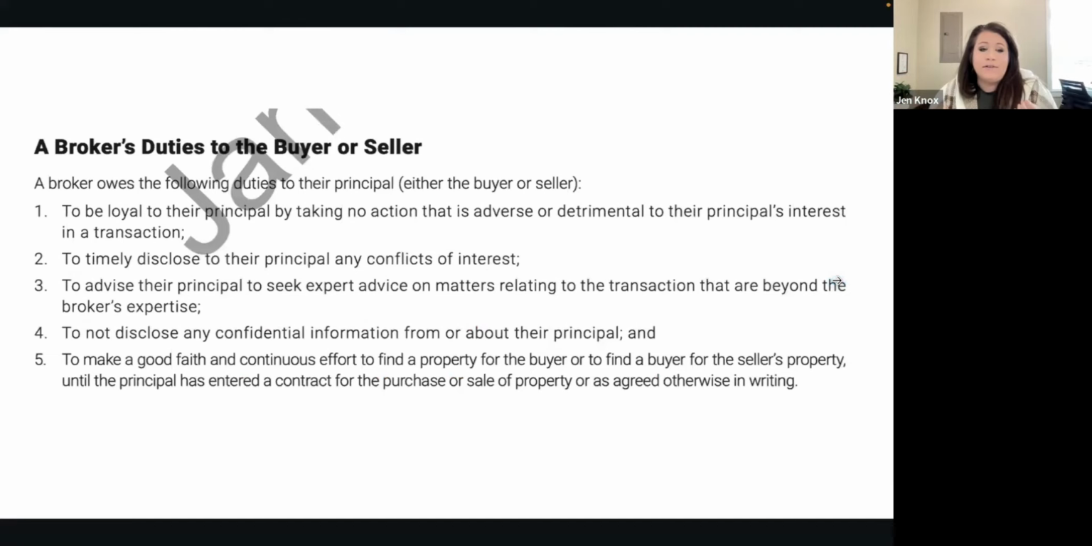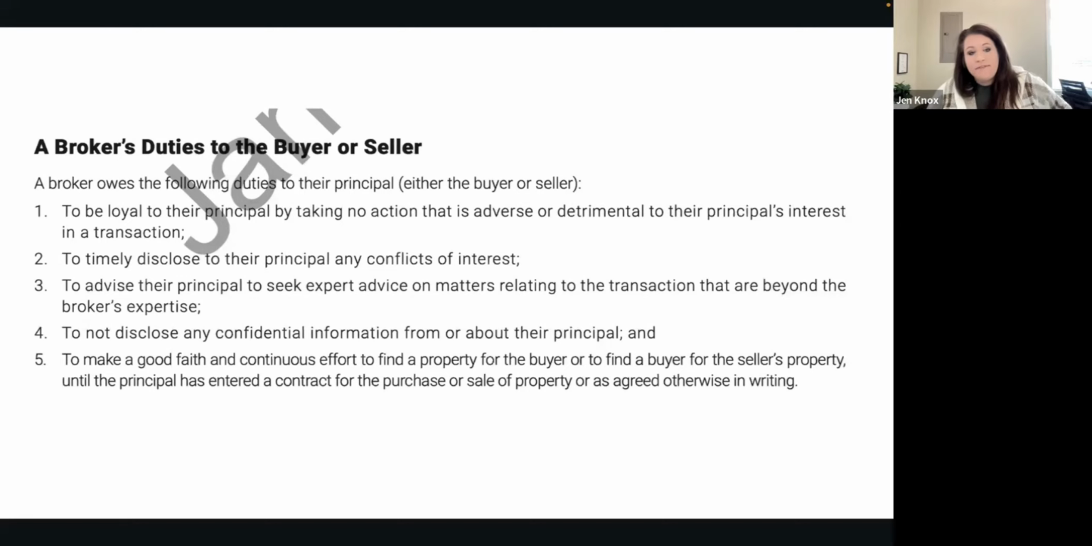They have bullet pointed, very, very small, thank goodness, the broker duties. Now, these duties are taking the place of the buyer column and the seller column, because these duties apply to whoever you represent, whether it be buyer or seller. So you'll have the duty of loyalty. You'll still have to disclose timely any conflicts of interest, and advise them to seek expert advice on all matters outside of your scope. This is a very, very important one.